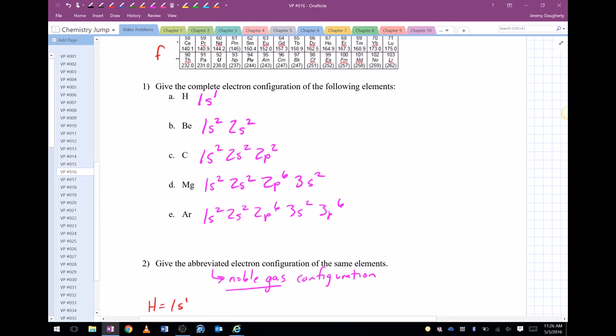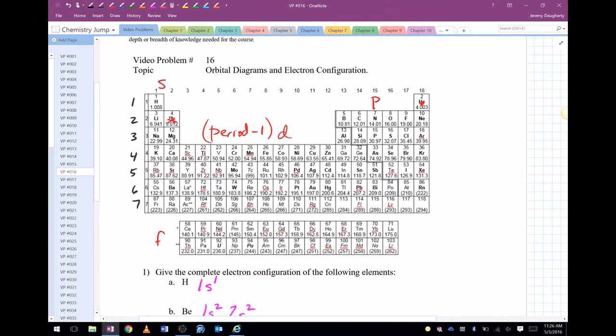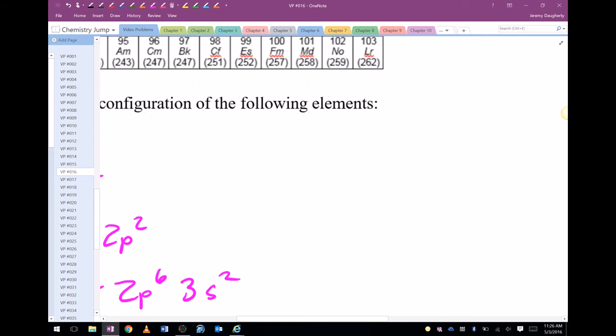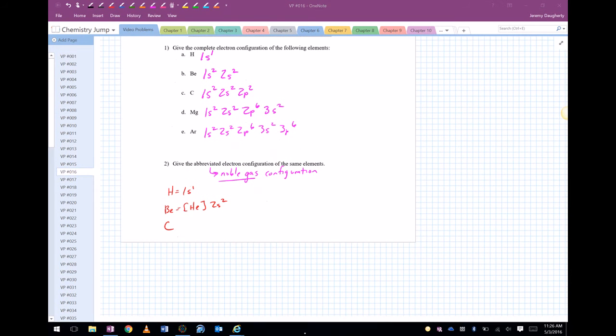Okay. What's next? Next is carbon. So carbon is on the same period right there. So again, we're going to do helium, and that helium is the configuration of 1s2. It's going to be 2s2, 2p2. So again, helium takes the place of 1s2. So let's go to magnesium.